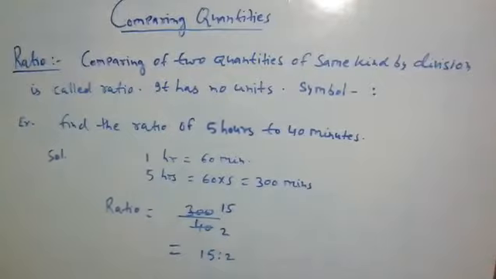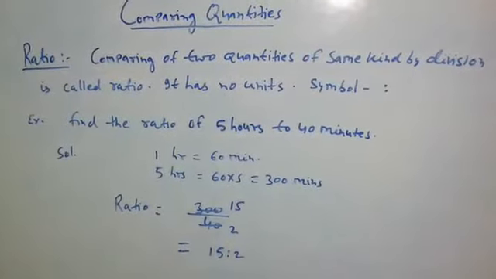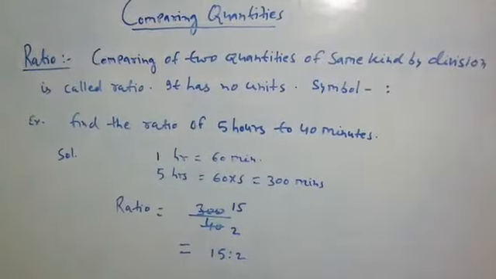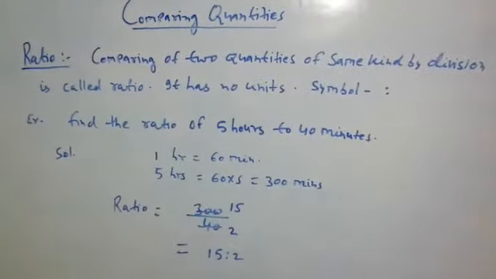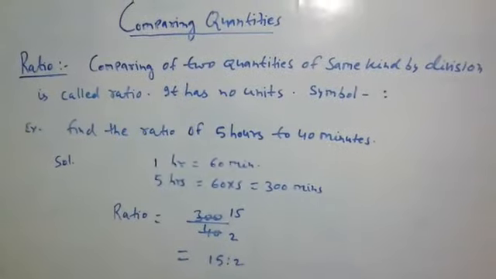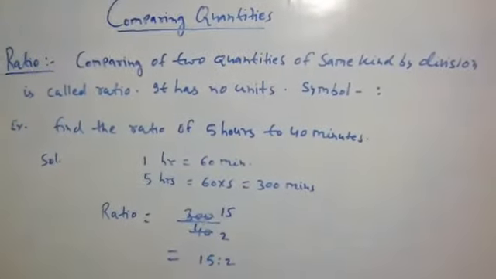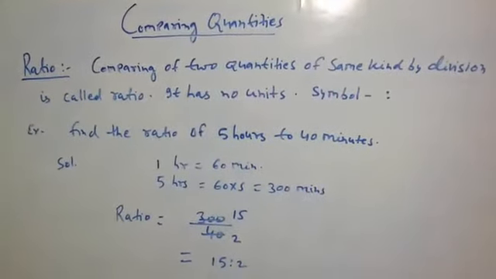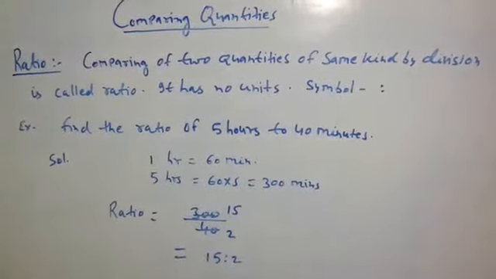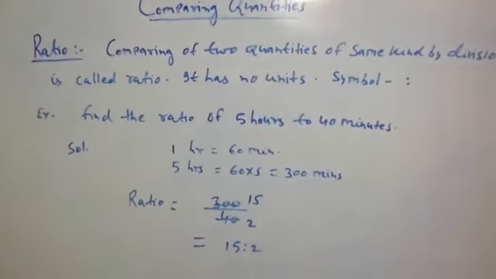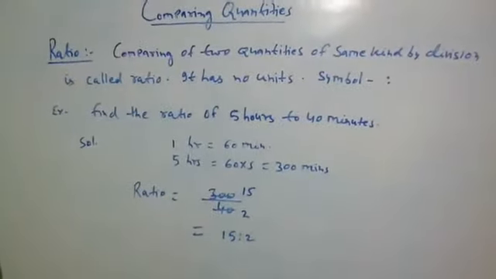What is ratio? Comparing two quantities of the same kind by division is called ratio. It means we have to compare two quantities of the same kind, and it has no units. Ratio has no units and the symbol is a vertical double dot. Now how do we find the ratio? Let us see from an example.